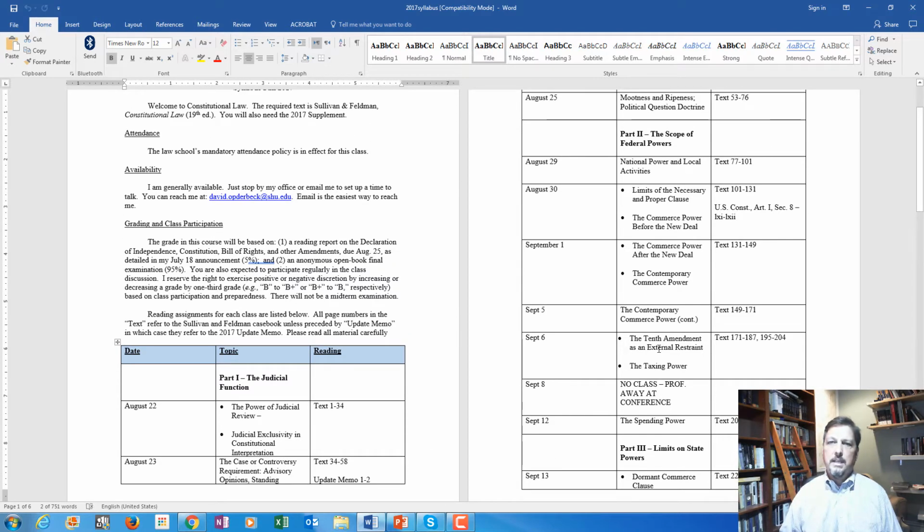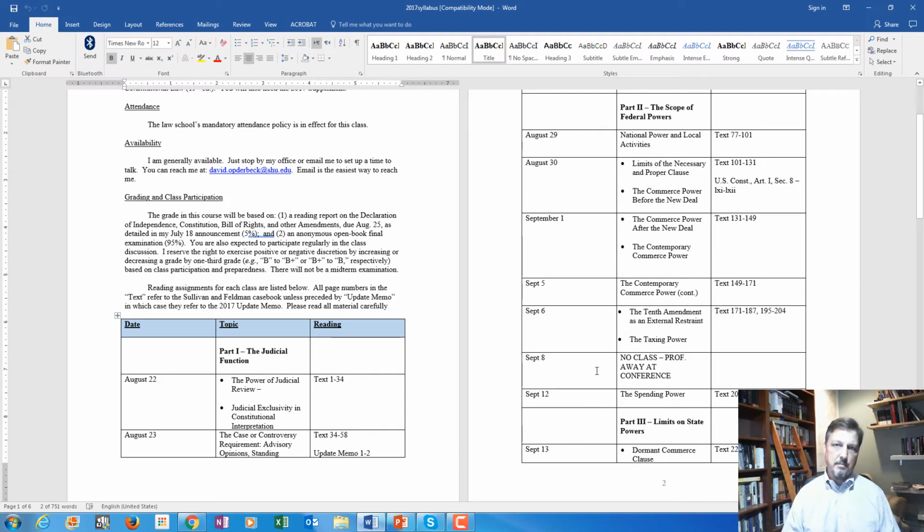There really aren't too many twists and turns in the syllabus. One thing I want you to note is I know that on September 8th I'm going to be away at a conference, so I've already marked that as a day that we're not going to meet. I don't anticipate that we'll need a makeup for that date. If there are other dates that come along where I won't be here, I don't anticipate any, but if there are, we'll deal with those as we go along.